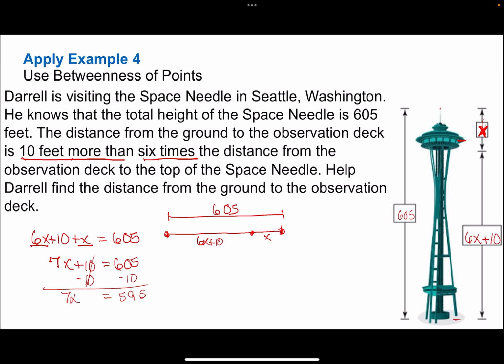And then if I want to find the value of x, I'm going to divide by 7. And x will be equal to, let's see, 595 divided by 7, 73 would be 9, so 8 times. So 85 is our value of x.